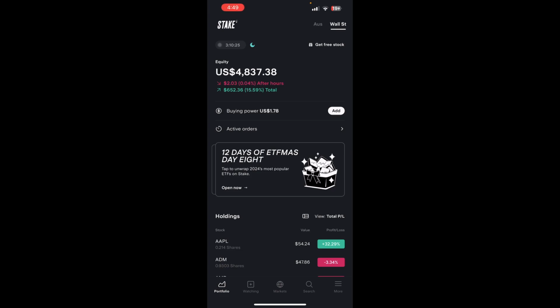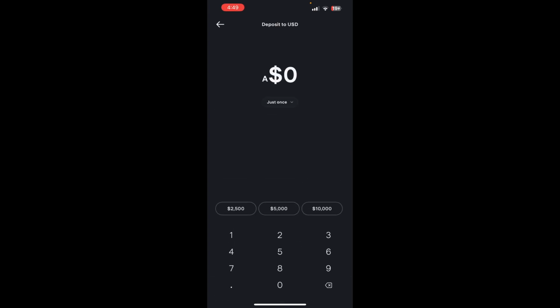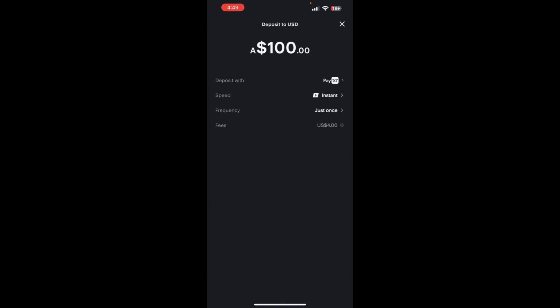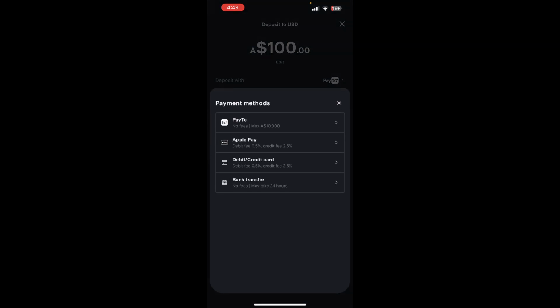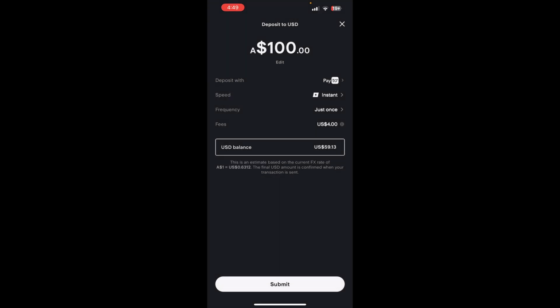So how do you put money in? You press this big white button that says add, place in how much you want to put in. Now, this is how you cut fees and save a lot of money, because these fees add up. The first one says deposit with. Make sure you pick one that says no fees. As you can see, pay to and bank transfer in my case would have no fees, so I'd pick that.